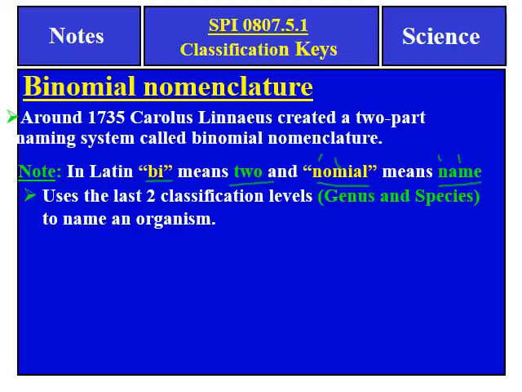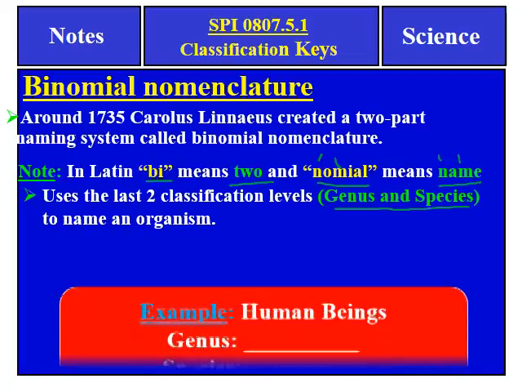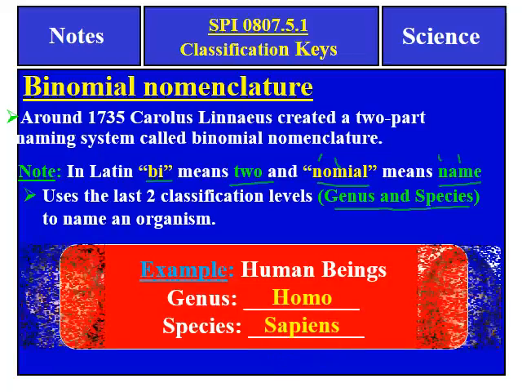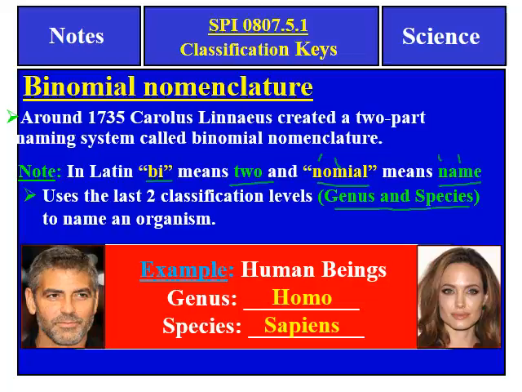We use the last 2 classification levels, genus and species. That's because these are the most specific and narrowest terms that we can use that will really separate all of the different organisms. So the first example, and this one is one you need to know, is human beings. Our genus name is Homo and our species name is Sapiens. Okay, so Homo sapiens.